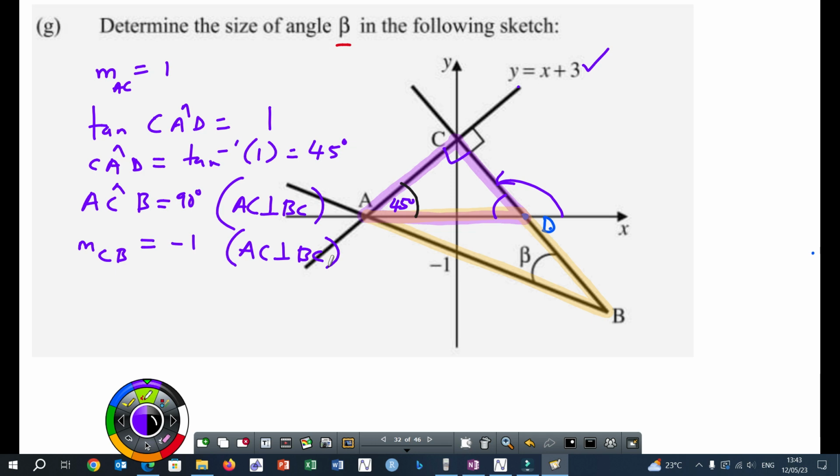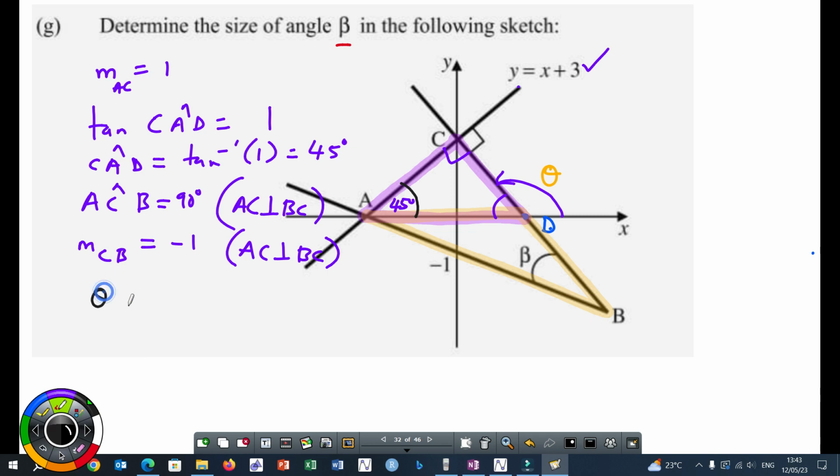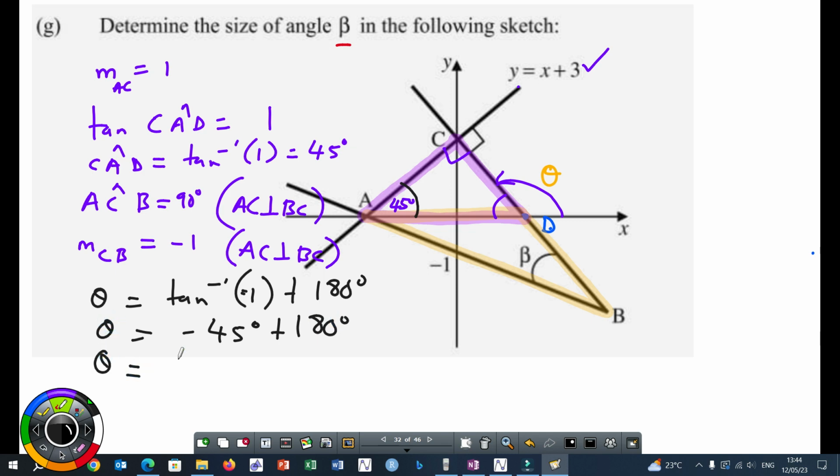Let me give this angle a label. I'll call it theta. So theta is going to be equal to shift tan of minus 1 plus 180 degrees. That gives minus 45 degrees plus 180, which means theta is going to be 135. So this angle is equal to 135. Now it's vertically opposite to that angle, which is ADB. ADB is going to be equal to 135.